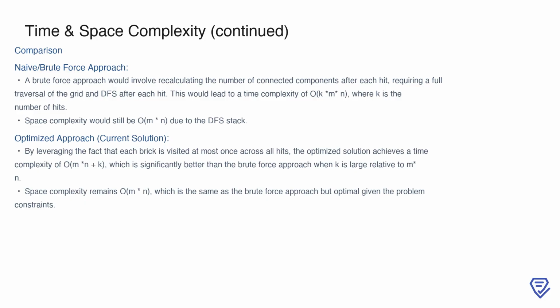By contrast, the optimized solution avoids redundant work by ensuring each brick is visited only once across all hits. This reduces the time complexity to O(m*n + k), which is a significant improvement, especially when the number of hits, k, is large relative to the grid size. The space complexity remains O(m*n), which is optimal under the problem's constraints.